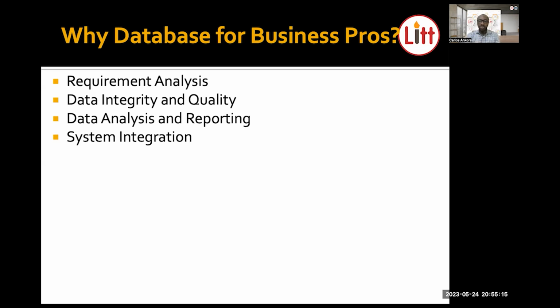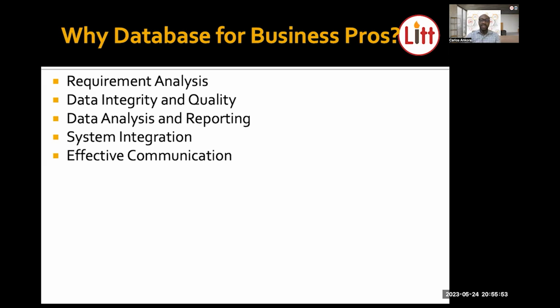The fourth point is on system integration. BAs would usually work closely with development teams to ensure that business requirements are implemented accurately. Knowledge of data modeling and database design allows the business analyst to effectively communicate the data requirements to developers, ensuring that data structures align with the intended business logic. This understanding facilitates smoother system integration and reduces the chances of misinterpretation or data-related issues during development.